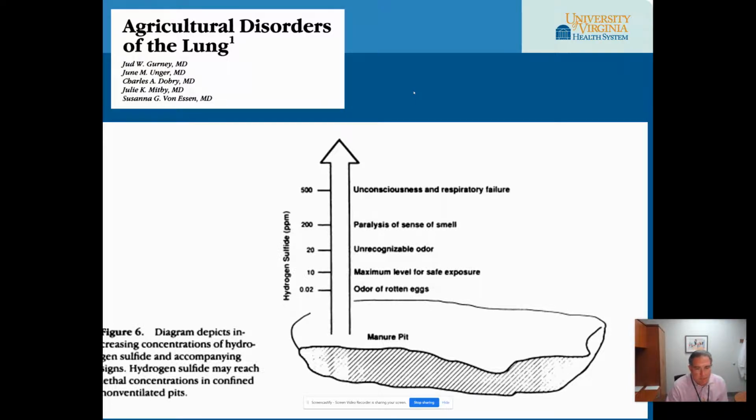This is one slide that I came across when preparing this in the agricultural disorders of the lung. I thought it was pretty interesting. This is just talking about the hydrogen sulfide concentration, or how bad the manure pit smells. Initially at low doses, it's rotten eggs. And then as you go up, it gets to be unsafe. And actually the higher it gets, the worse it gets for you, is you lose smell. So you don't smell it anymore. And then you die. I was just surprised by that.